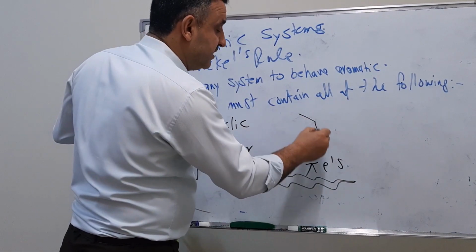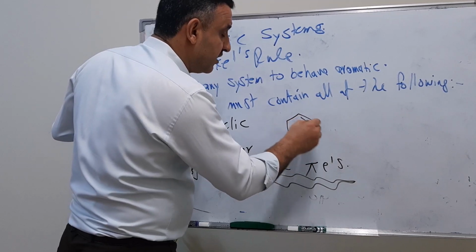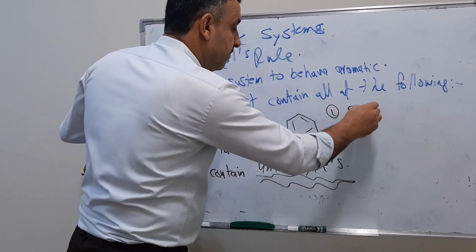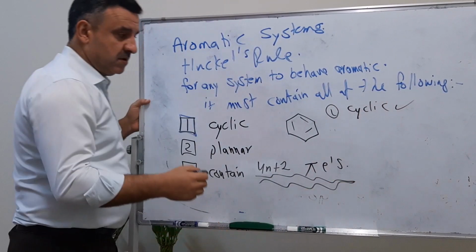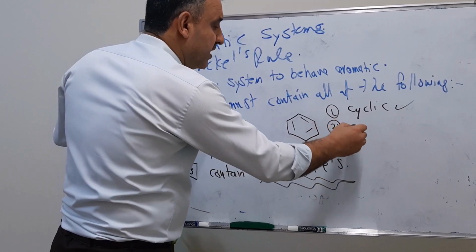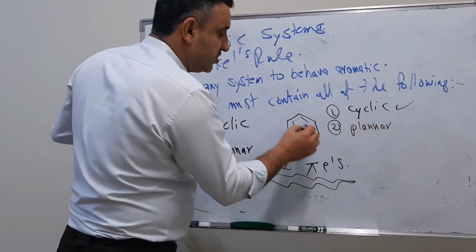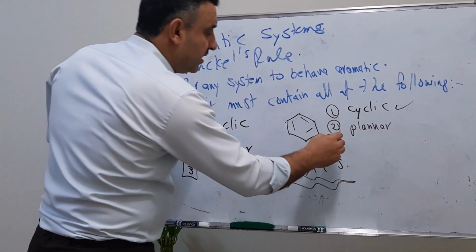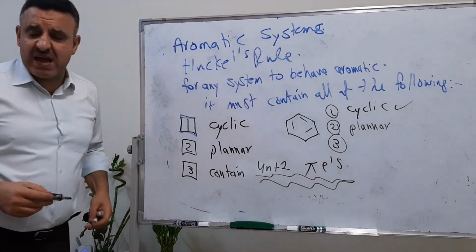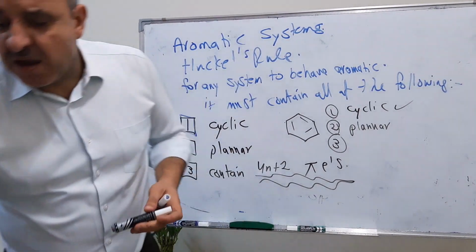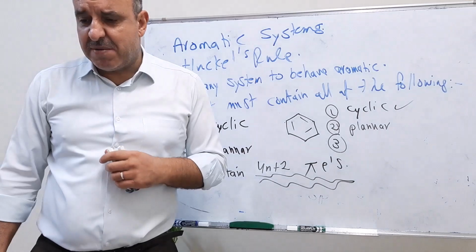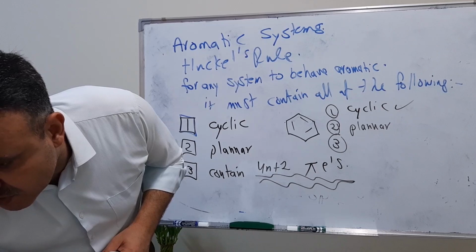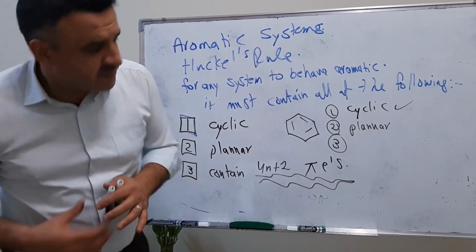For example, in the benzene system, you can see the conditions here. First of all, it is cyclic, so that is true. Second condition, it is planar. Of course, it's true because all the carbon atoms are on the same plane. The third: how many electrons do we have in the cyclic system, in the benzene system?